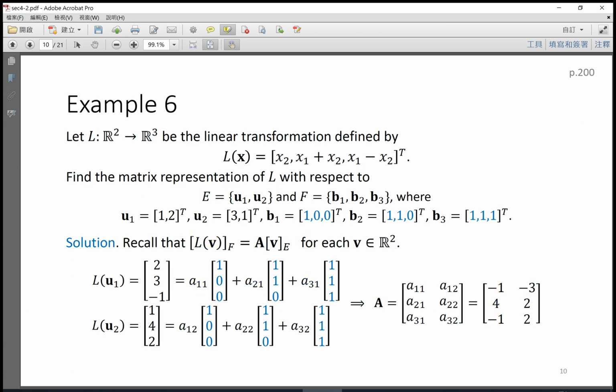Next, we select V as U2 and compute L of U2. Because U2 is 3, 1, we replace x1 with 3 and x2 with 1, and therefore L of U2 becomes 1, 4, and 2. Next, we need to express L of U2 as a linear combination of B1, B2, and B3, because we want to compute the coordinate of L of U2 with respect to F. The coefficients are denoted as A12, A22, and A32.